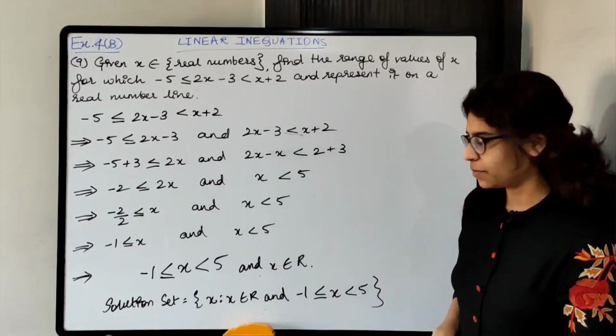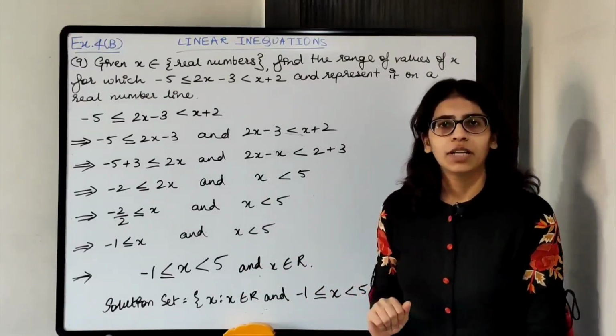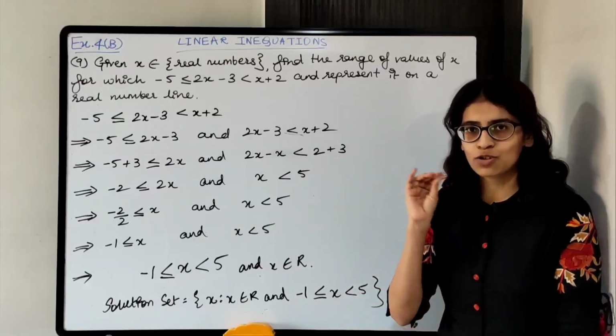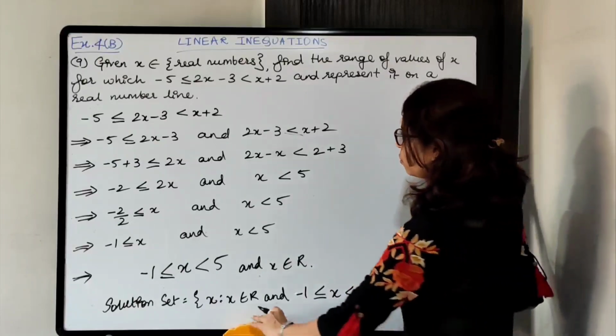Okay, we need to plot this on the number line. So -1 से 5 का range है, -1 to 5. Okay, so draw the number line.